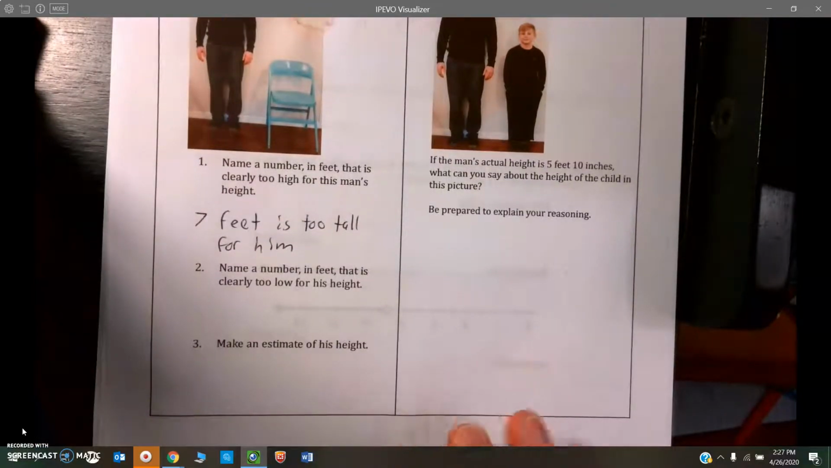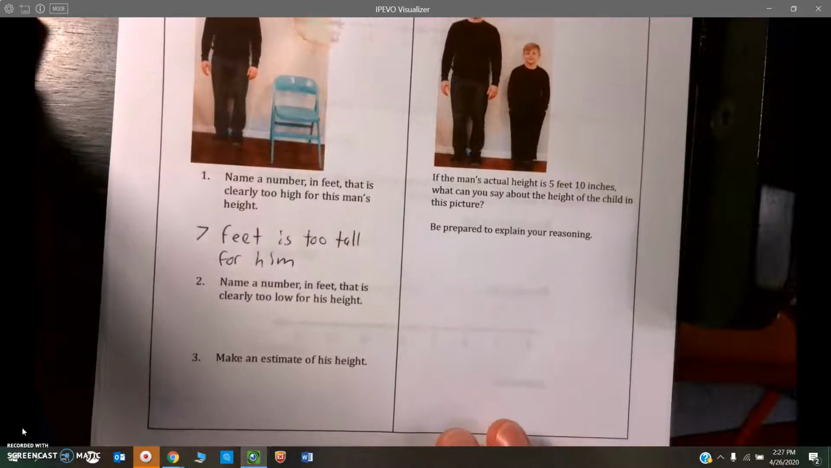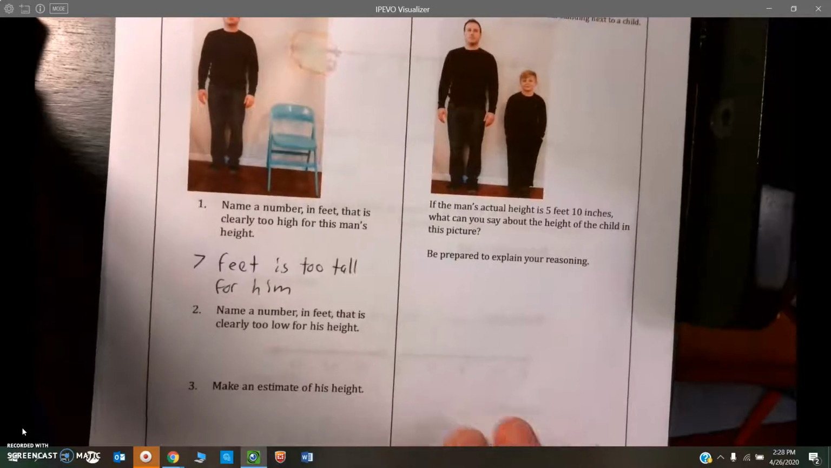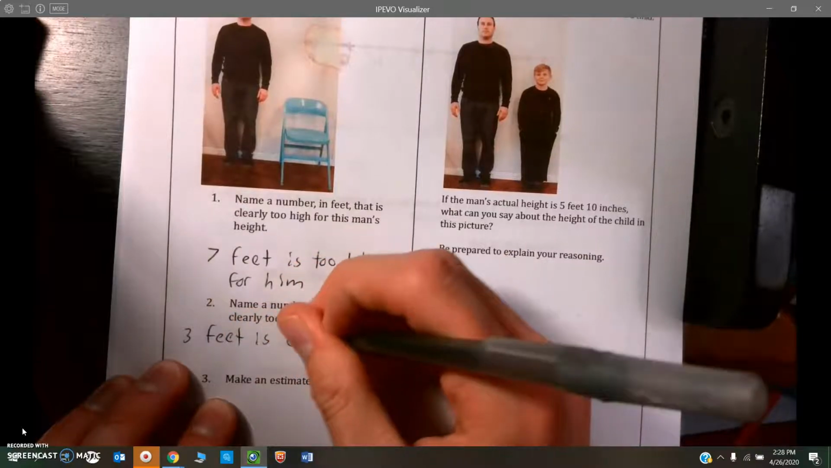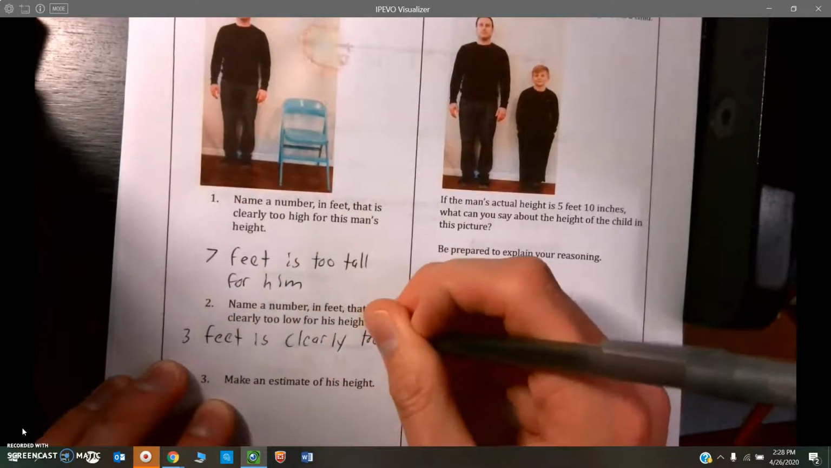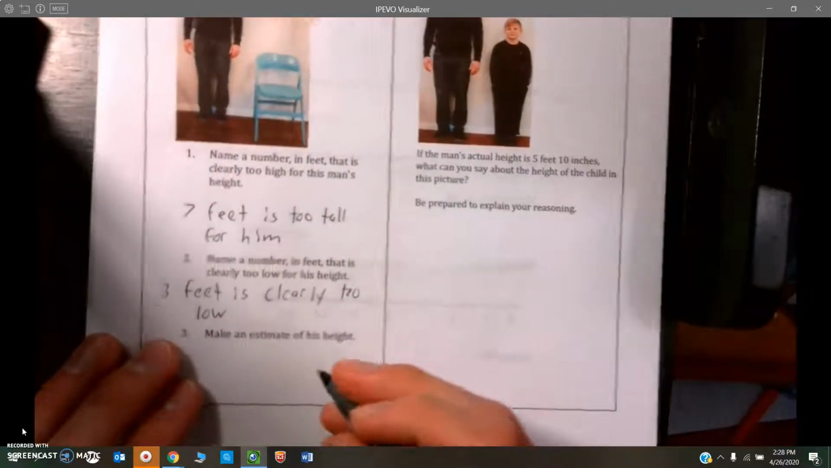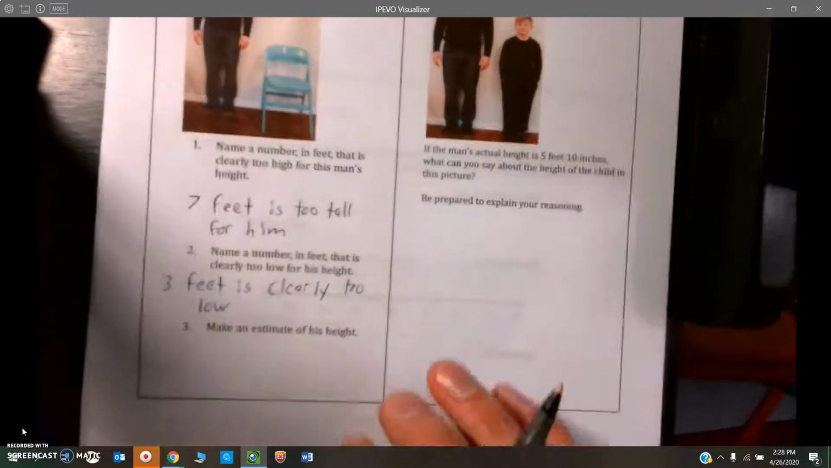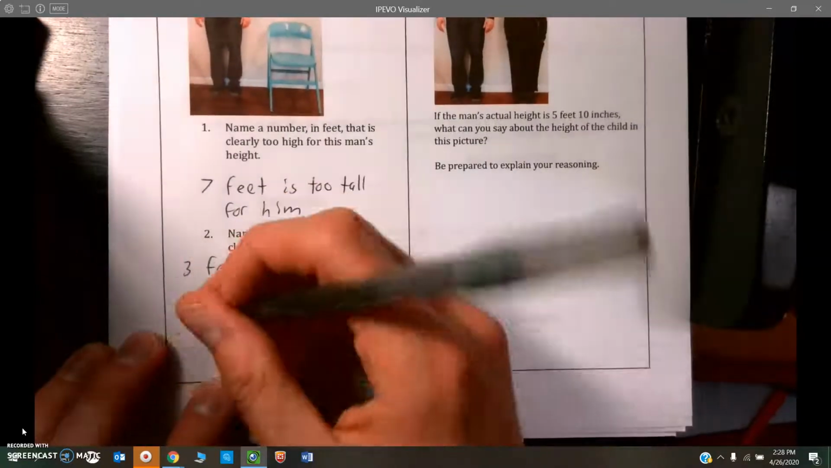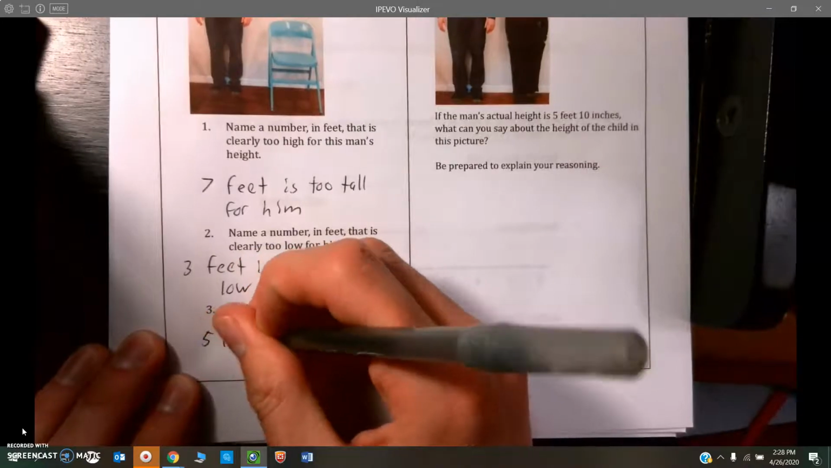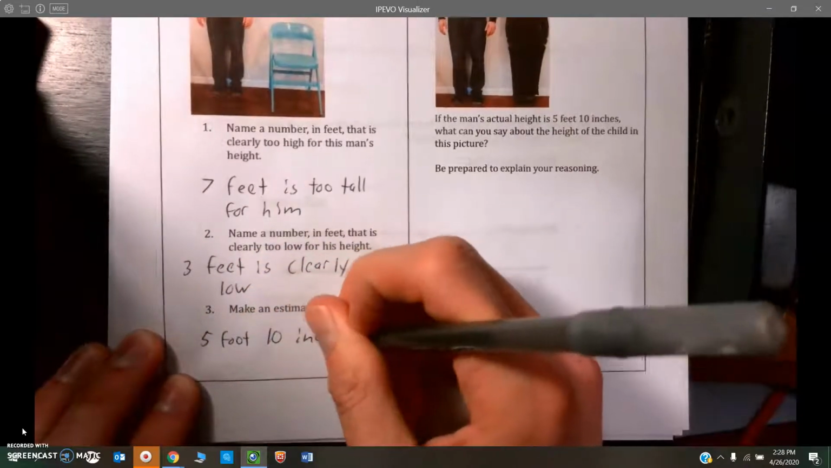Name a number in feet that is clearly too low for his height. So we know that the average adult male is close-ish to 6 feet, probably upper 5 feet. So if I said 3 feet, that is clearly too low. If we made an estimate of his height, I would say he looks about average, maybe 5 foot 10 inches, let's say.